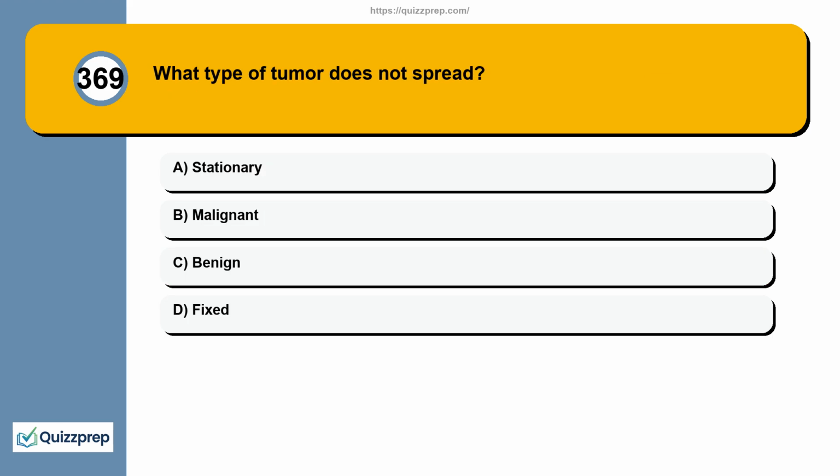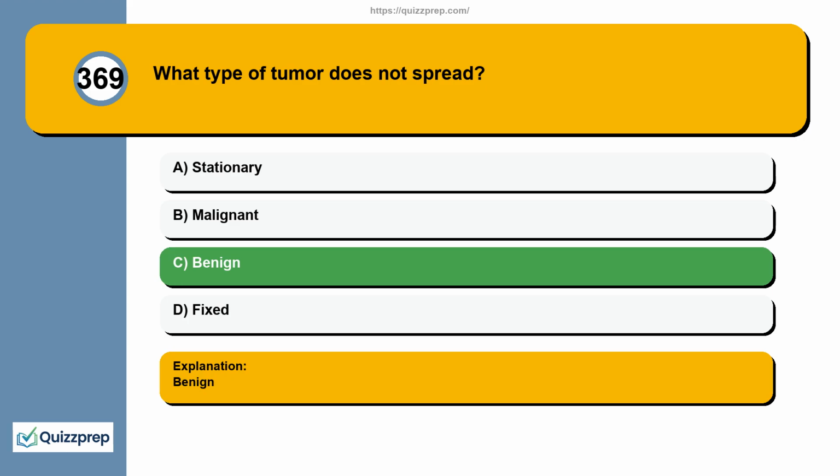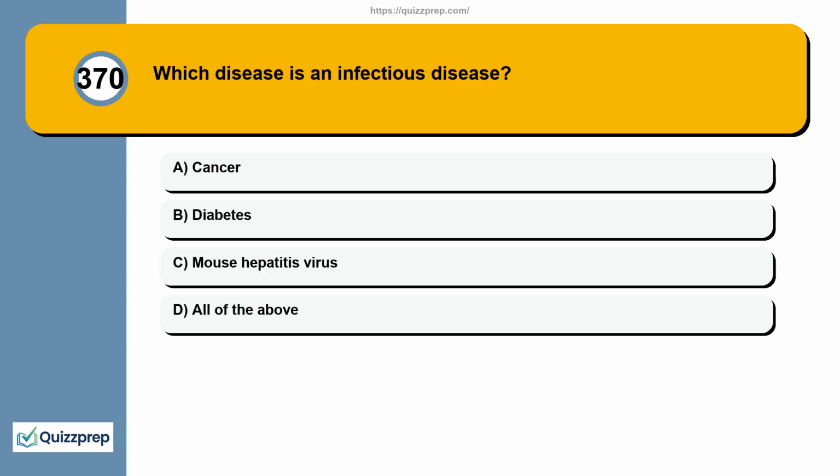Question 369. What type of tumor does not spread? Option A, stationary. Option B, malignant. Option C, benign. Option D, fixed. The correct answer is option C, benign. Benign.